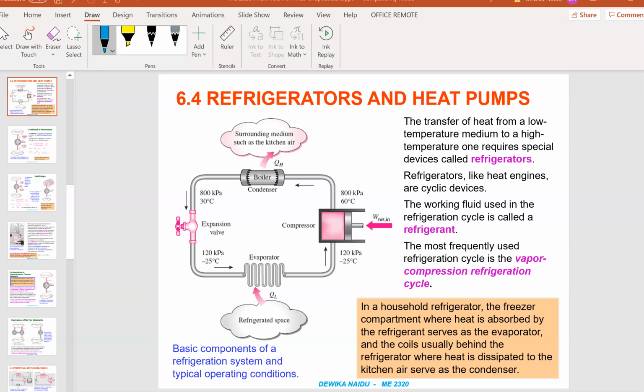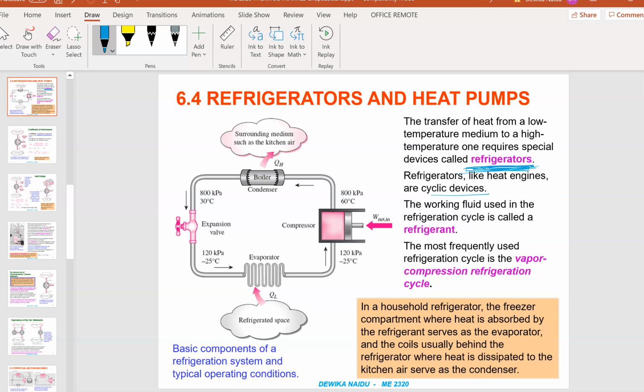Hi, I'll be continuing my lecture of chapter 6 into 6.4, which is the refrigerators and heat pumps. The transfer of heat from a low temperature medium to a high temperature medium requires special devices called refrigerators. The refrigerator here is, just to make your life easy, the fridge at home, your house fridge. Refrigerators, like heat engines, are cyclic devices.